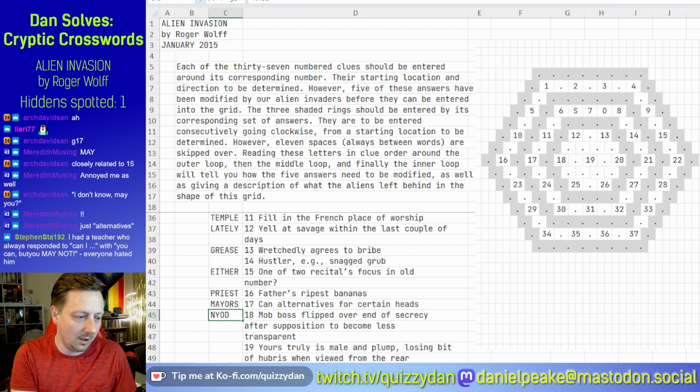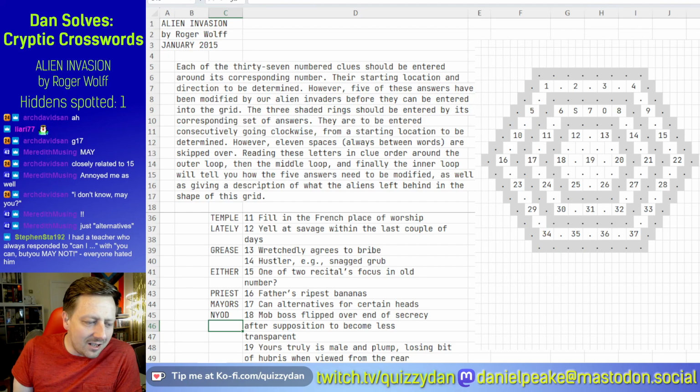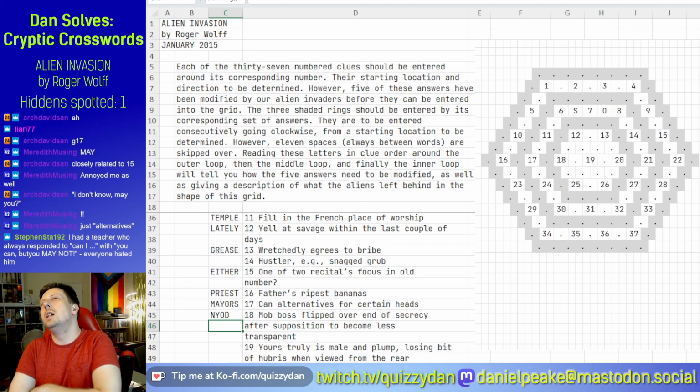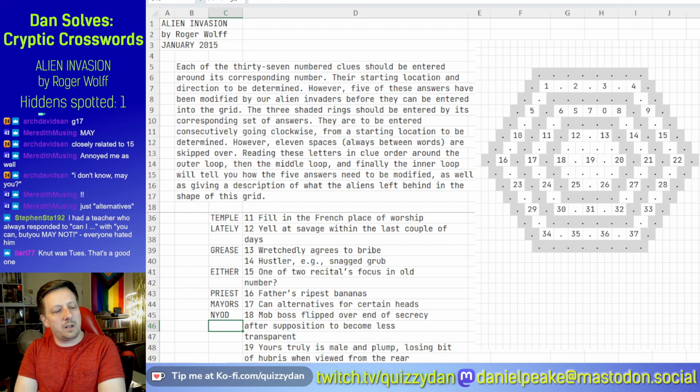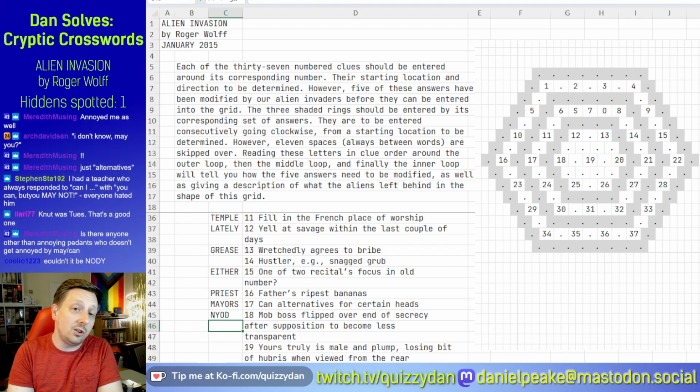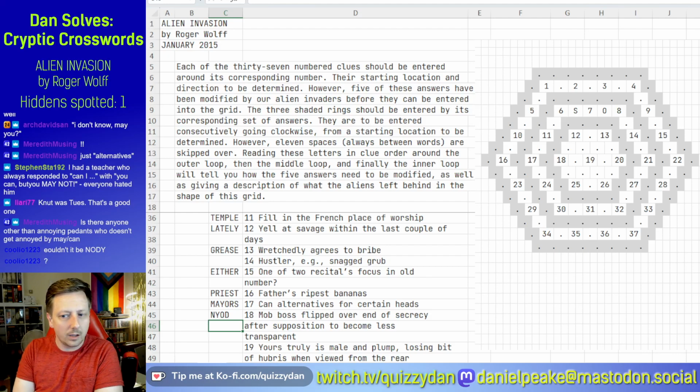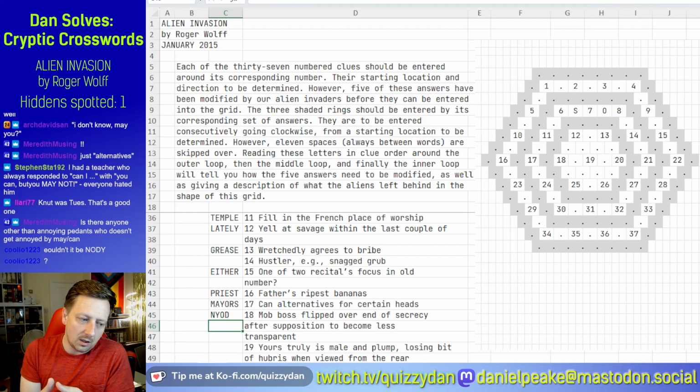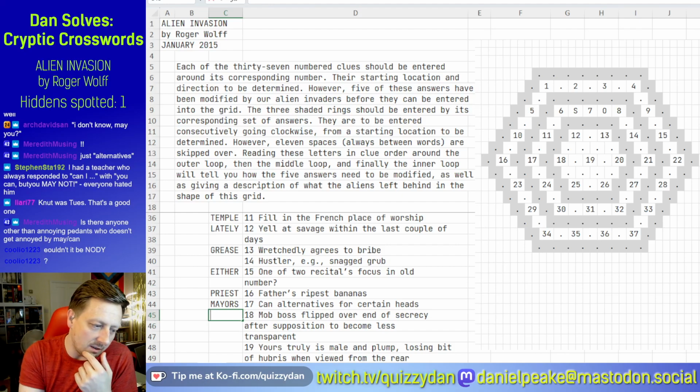Or after supposition, then to become... That's not worked, but I think that's roughly what's going on. What's supposition? Okay, well, in that case, Liari, I'll do Tuesday's Knut. Well, it depends. If it was flipped over the end of secrecy, then Y would be in the middle. But something Nadi and supposition or Nadi, I don't know. I'm going to come back to that one.